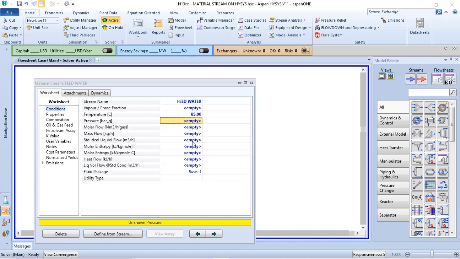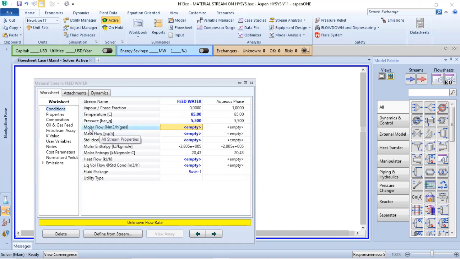As I told you, usually you don't use this kind of information. In many cases, what we define is pressure, temperature, and phase fraction. And now it's time to finish the specification of my material stream. It's time to define the flow rate.